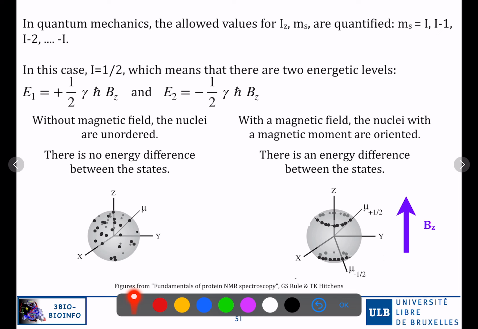What is the population in these two states? We will discuss that in the next slide. So what is the ratio between the population of the magnetic moment in one energy level and the population of the magnetic moment in the other energy level? We will see that in the next slides.